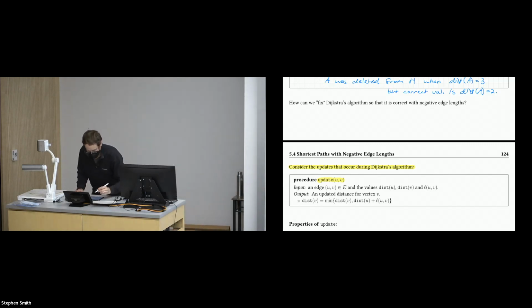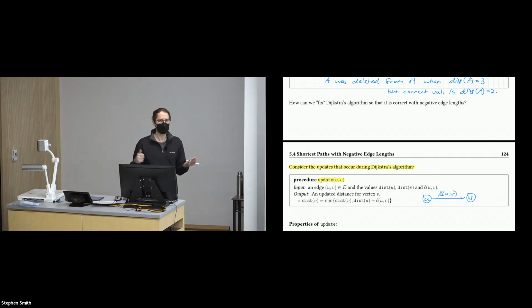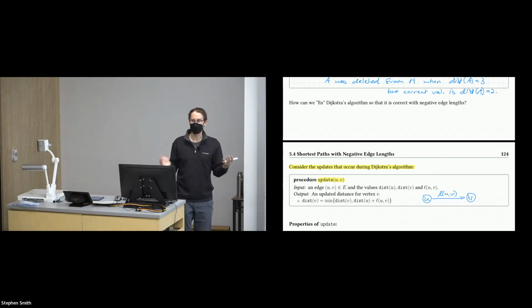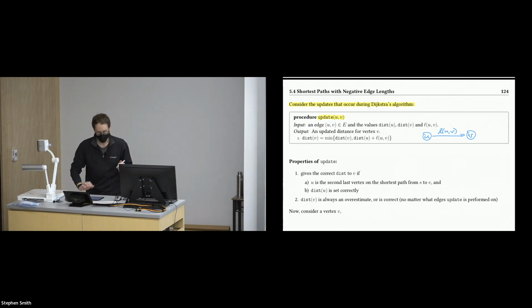So you have U, you have an edge from U to V, you have an edge length on it, and you perform the update on that edge. And that's the core ingredient of the algorithm, right? It's repeatedly performing these updates. And there are really just two possibilities that can occur.